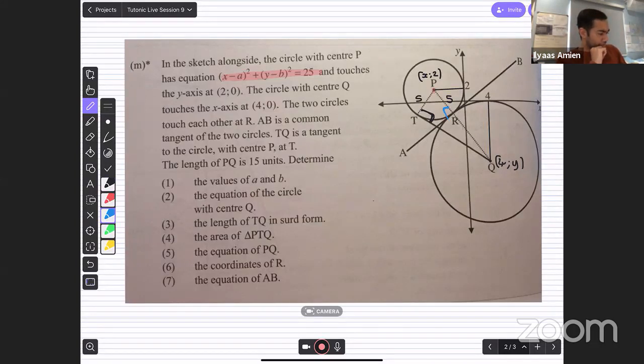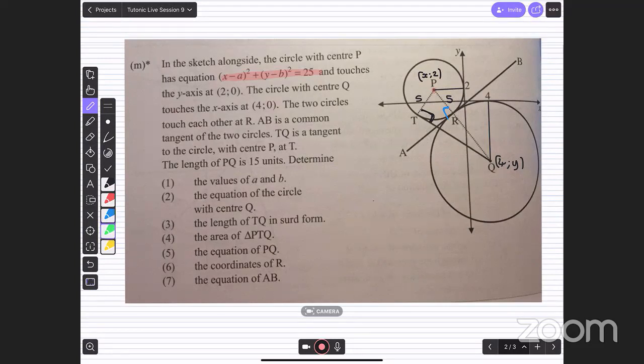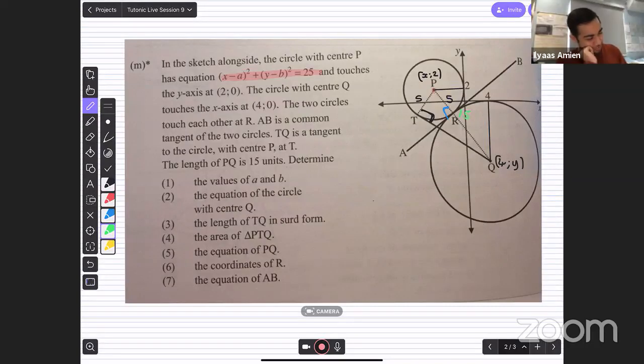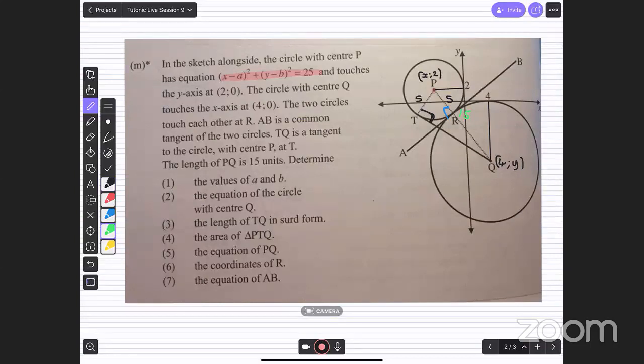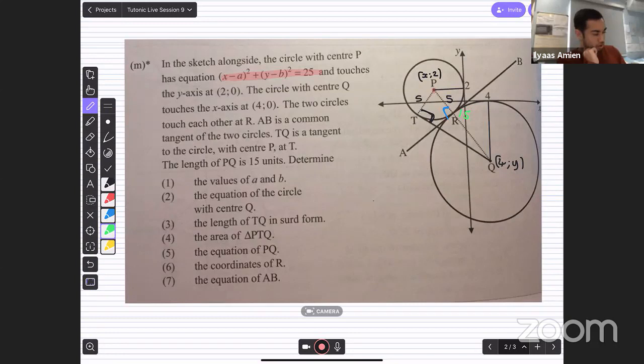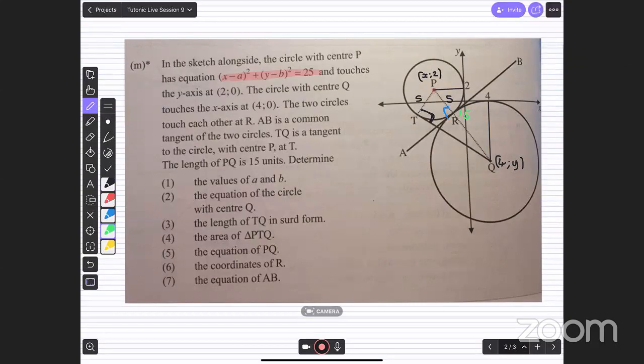TQ is a tangent. The length of PQ is 15 units. What does that mean now? If you got PQ, we can work out TQ. We can use Pythagoras. What is RQ then? RQ is 15 minus 5, so 10. So what does that make TQ?